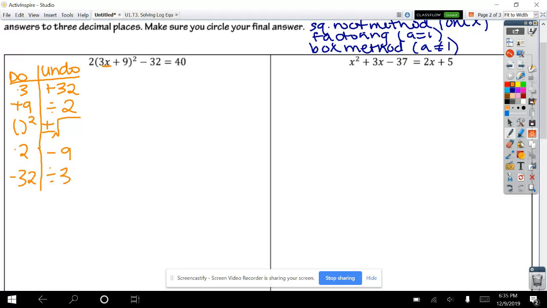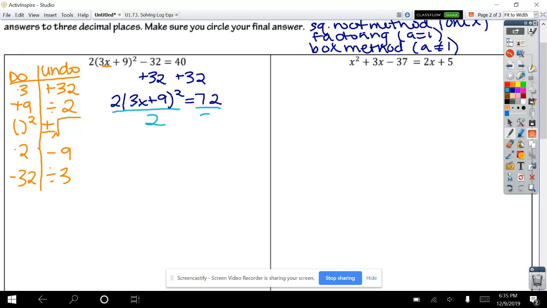Okay, so now I'm actually going to follow these steps. So first thing I do is add 32 on both sides. So that leaves me with 2 times (3x plus 9) squared equals 72. Remember, you should always be doing the things outside the parentheses, then dealing with the square root, then the things inside the parentheses. If you're not doing that, then something is off with your do-undo chart.